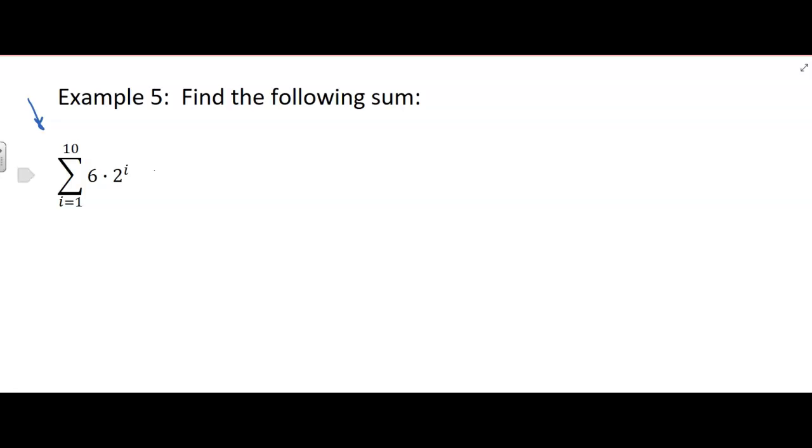So we can write out some terms. This is going to equal, if i equals 1, 6 times 2 to the first, plus then 6 times 2 to the second, plus then 6 times 2 to the third, plus, and I don't want to write them all out, I'll go to the last one, the upper limit, 6 times 2 to the 10th.